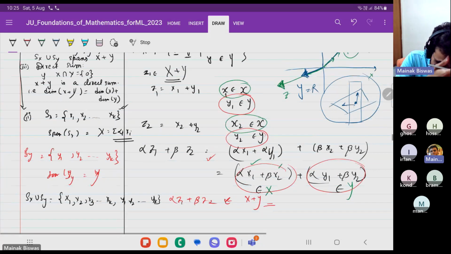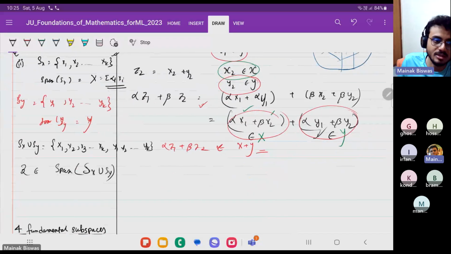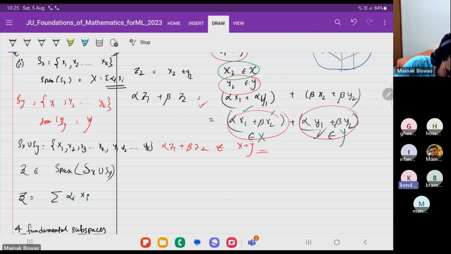So tell me, what will be the span? If you say Z belongs to the span of Sx union Sy, I've already done this question here, so you must be able to tell me. How can I write Z as? I will not write unless you tell me, because this is very easy. Z, if it belongs to this, is alpha 1 x1, alpha 2 x2 till alpha k xk, plus the summation of beta i yi, and then we will show that these individually belong to x and belong to y.